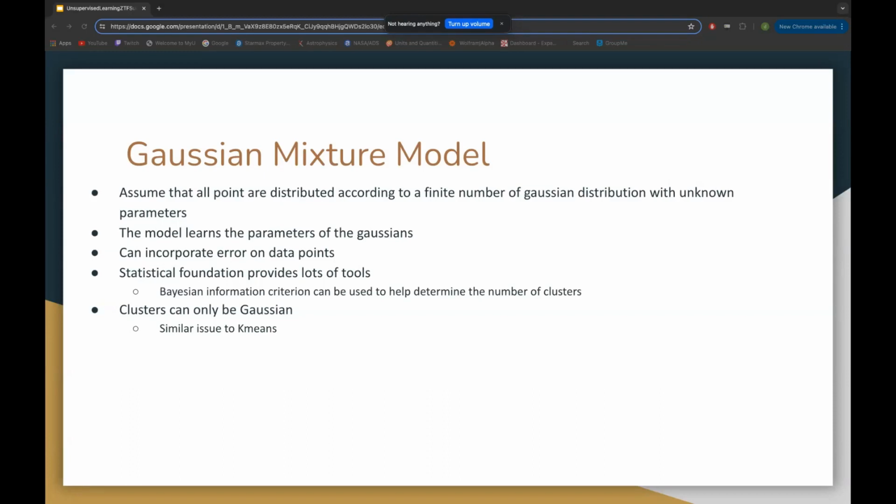I feel like this one's a little more intuitive. You're just fitting multiple Gaussians, and it's learning the standard deviations and means of the clusters. That's what it's doing here. Okay. Any questions?